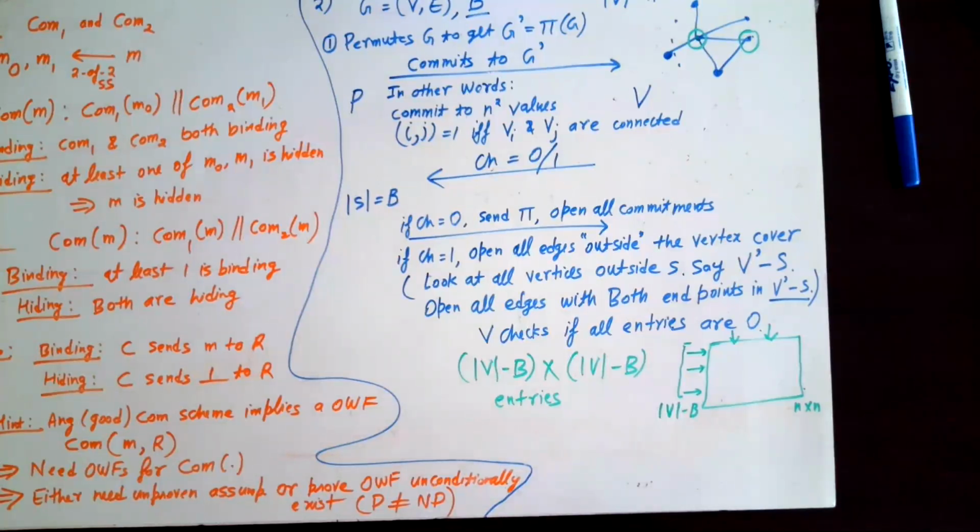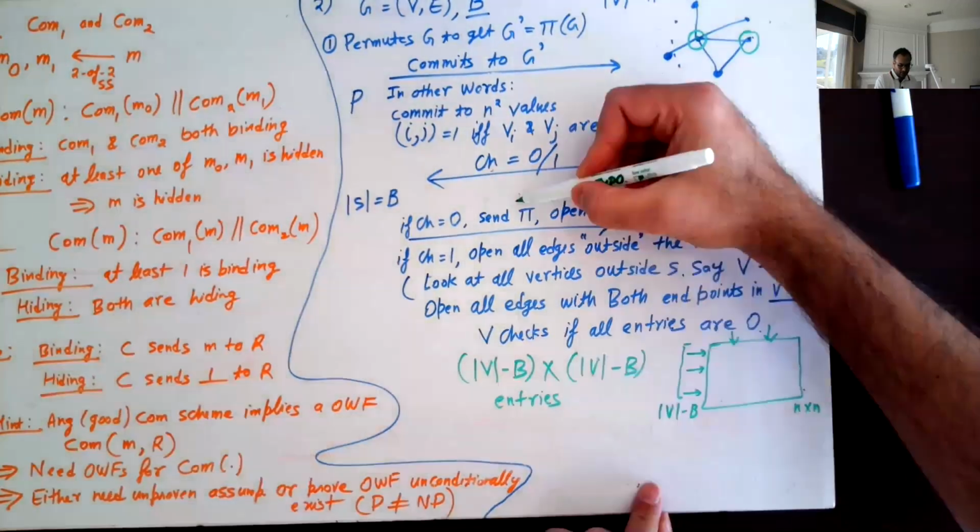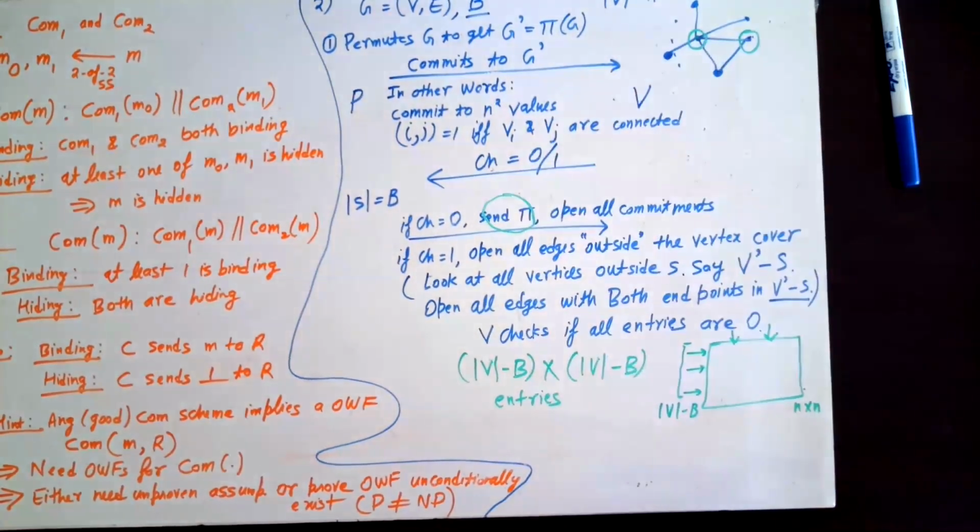When CH is equal to 0, the challenge is 0, you opened another matrix, right? But checking that one matrix is isomorphic to another matrix is exponential, that's why you also send this permutation pi. Okay. Sorry. Okay, thank you.